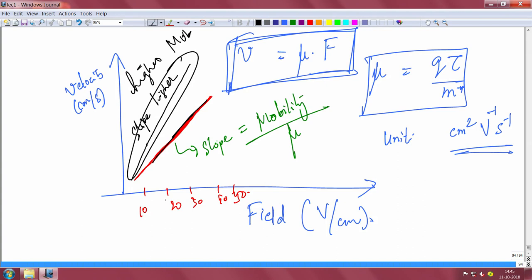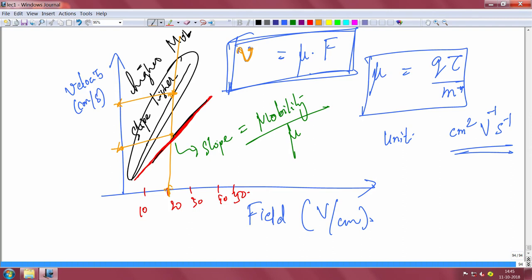What it means is that for the same field, I can get a higher velocity in one material than in the other material. That is what it means. So, mobility is very essential, and it is the slope that will come up here. And remember, this velocity is drift velocity. It comes into the picture the moment you apply a field. This is the starting point of mobility.